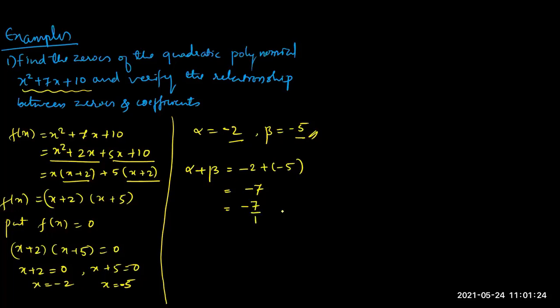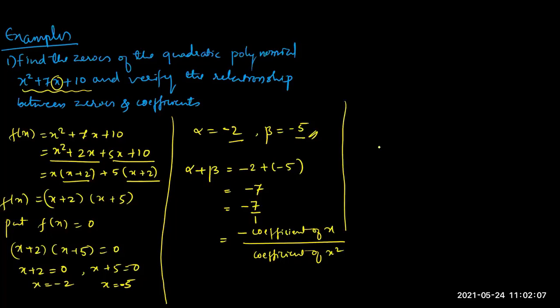Minus 7 by 1. Because if there is nothing in the denominator, then 1 will be there. So minus 7 by 1, so minus as it is. If it is minus as it is, what does 7 mean? In the given example, the coefficient of x is 7x, the coefficient of x divided by the coefficient of x square.